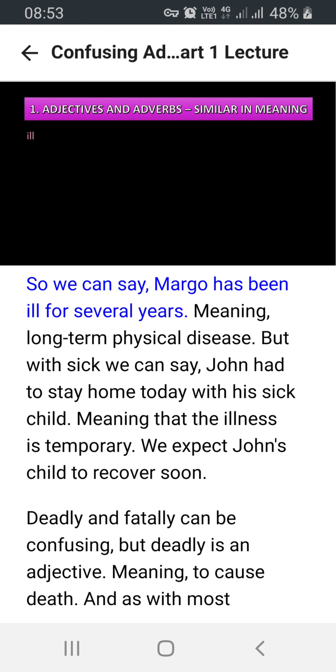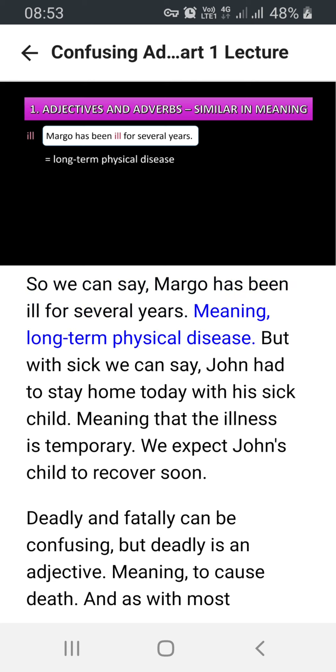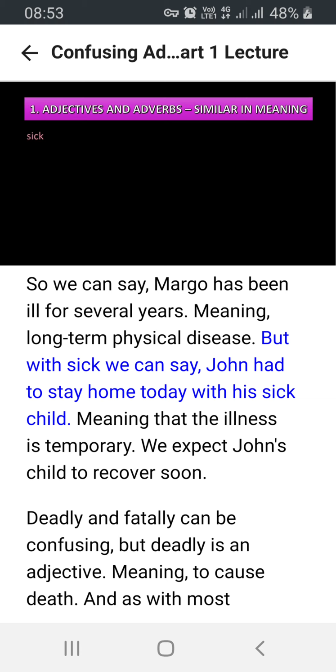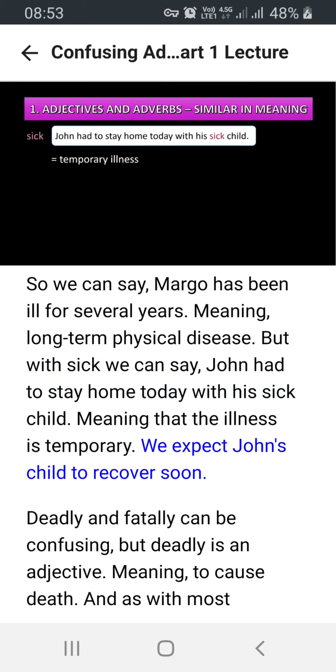So we can say Margot has been ill for several years, meaning long-term physical disease. But with sick, we can say John had to stay home today with his sick child, meaning that the illness is temporary. We expect John's child to recover soon.